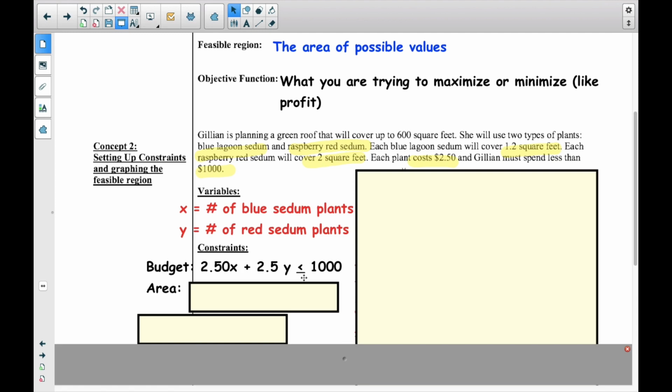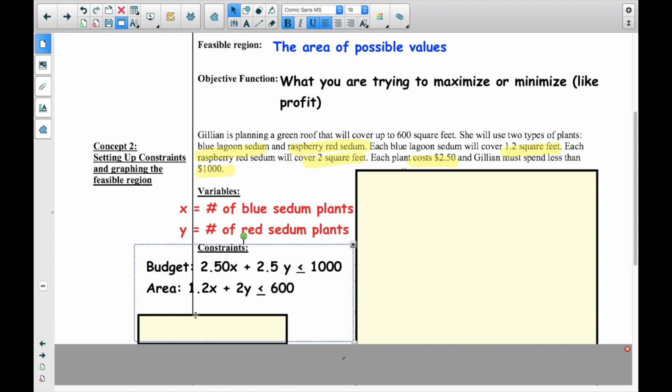Let's do the same thing for the area. Look in the problem, see how much area each kind of plant needs, and then come up with an inequality to represent that. So the area is the blue sedum, those are the X's of the blue. The blue requires 1.2 square feet, and the red, that's the Y, the red requires 2 square feet. And she only has 600 square feet to use, so it all has to be less than 600 square feet.